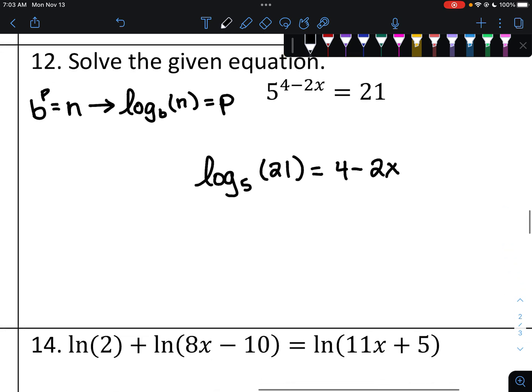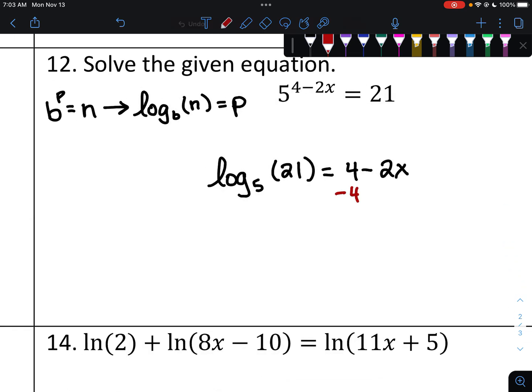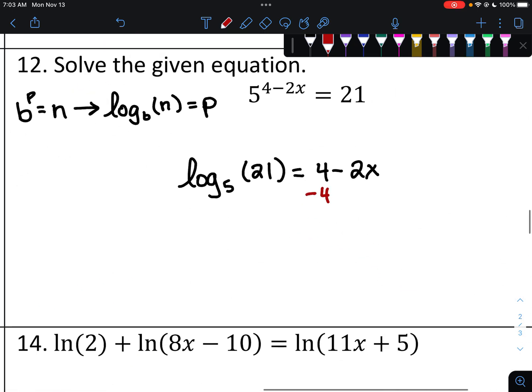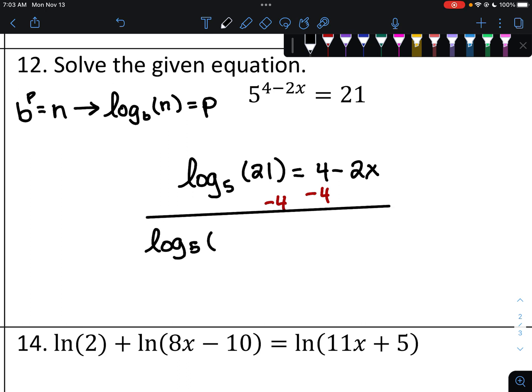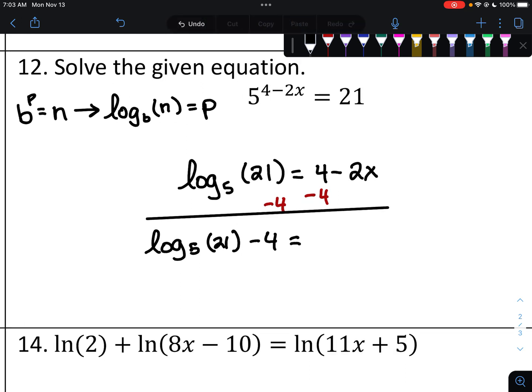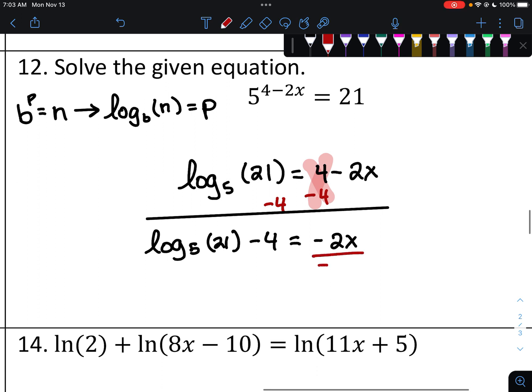Before I type that in, I'm going to go ahead and subtract 4 from it. Oh my goodness, now the 4 cannot be subtracted from the number in the log. So it's just going to be log base 5 of 21, close the parentheses, minus 4 equals a negative 2x because these cancel out. Then I'm going to divide both sides by negative 2. And everything has to be divided by negative 2. And I'm going to type it all in at one time so I don't have to keep typing in things.